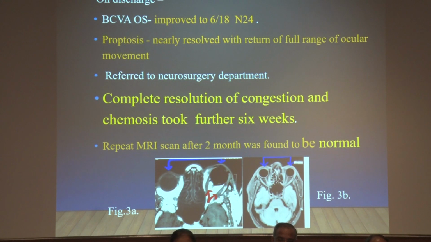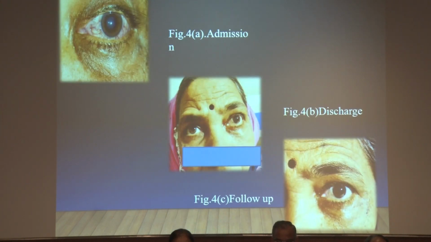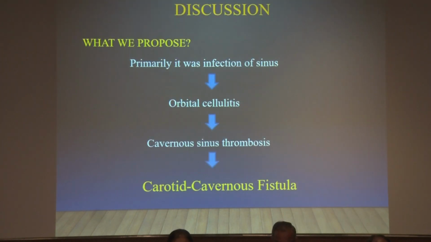Complete resolution of congestion and chemosis took a further 6 weeks, and the repeat MRI scan was done after 2 months, which was found to be normal. This is the image of the left eye at the time of admission, discharge, and follow-up. At the time of discharge, the complete resolution of symptoms occurred.